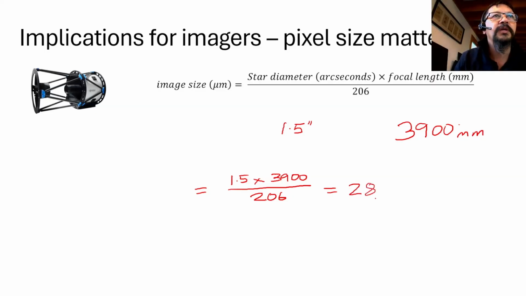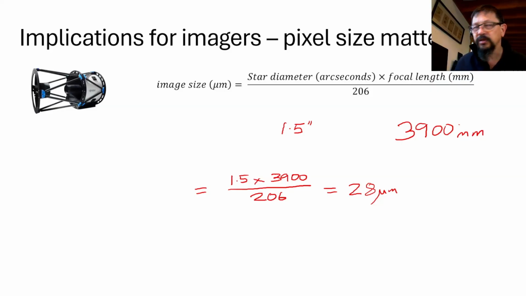micrometers. Now you can see that if I use my ASI 1600 on this telescope, which has 3.8 micrometer pixel size, there's going to be over 7 pixels across. 7 times 7 is 49, 50 odd pixels are going to be used per star. We're going to lose resolution. So it's not a wise choice.